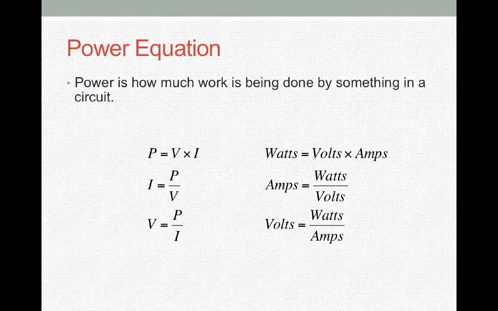The power equation: the power in a circuit is how much work is being done by an element in the circuit. It could be something that is hooked up to the circuit, like you could hook a blender up to the circuit, or you could hook a light bulb up, or a resistor. And the power tells us how much work is being done by that element. Power is equal to voltage drop across the element times the current going through the circuit. And we can again algebraically manipulate this to calculate anything we want. Current is equal to P over V, or voltage is equal to power over current.